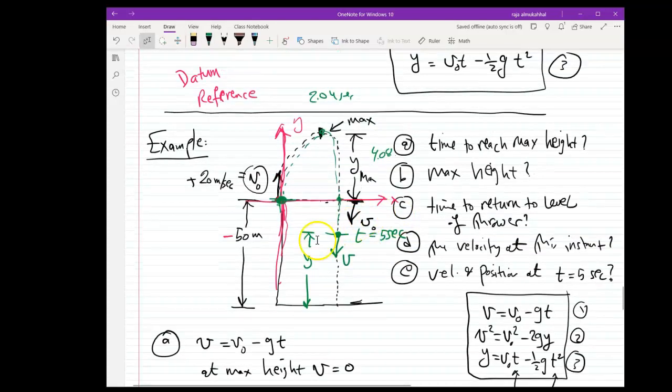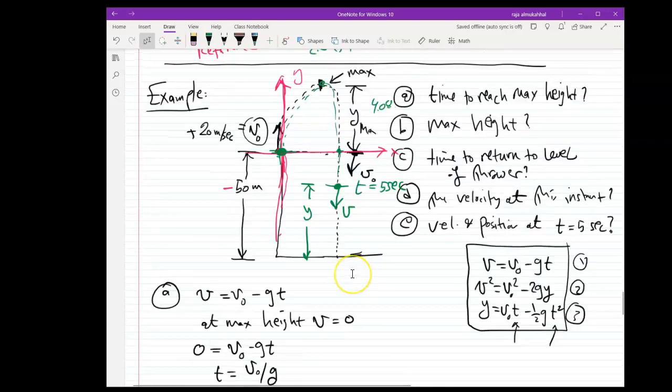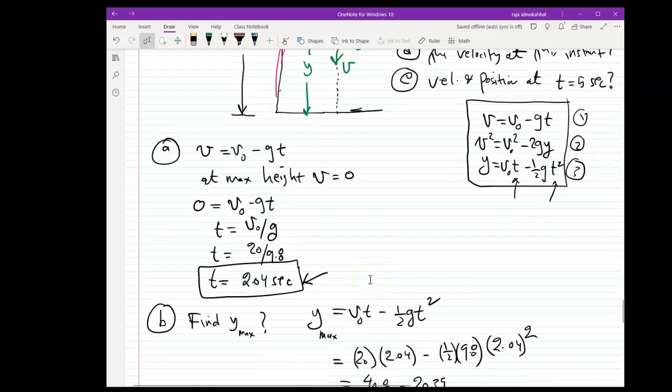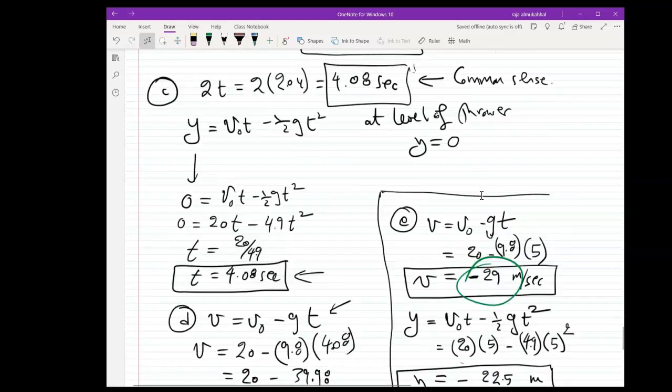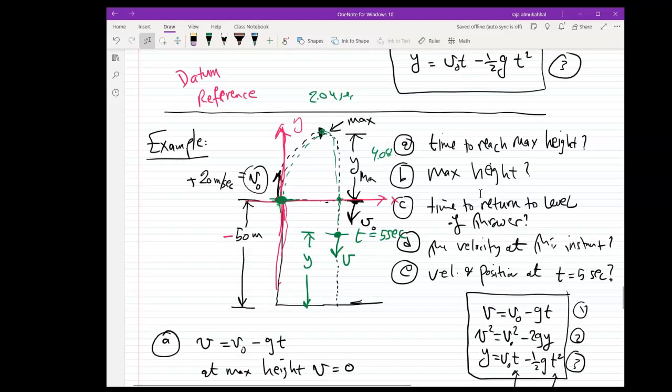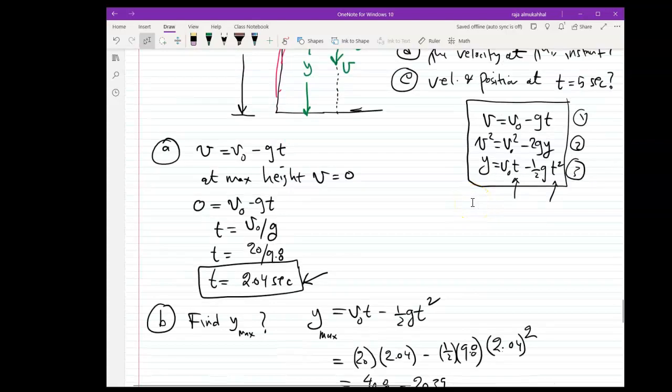And the height here, or the position of it, should be equal to negative 22.5 on the 5th second. The negative here, that. You got it? Everybody got that? Okay.